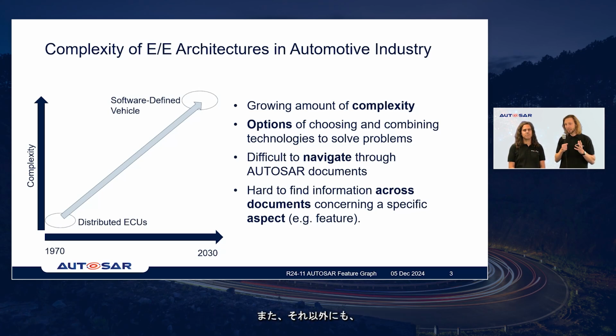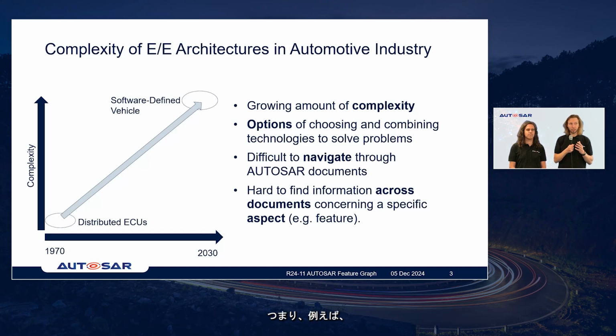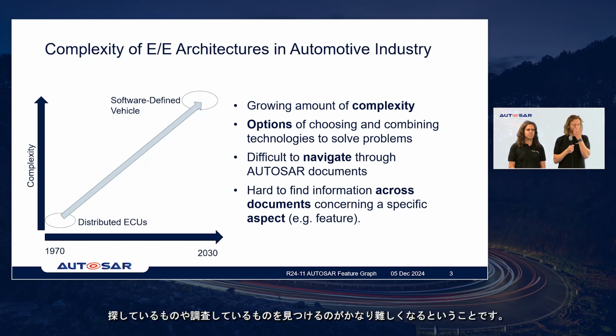Besides that, you get more and more options to choose from according to a technology or a feature. The amount of documents is also growing, and it's getting more and more complicated to navigate through all this information to find what you really need. For example, if you look for a certain aspect, it's getting quite difficult to find what you're searching for.